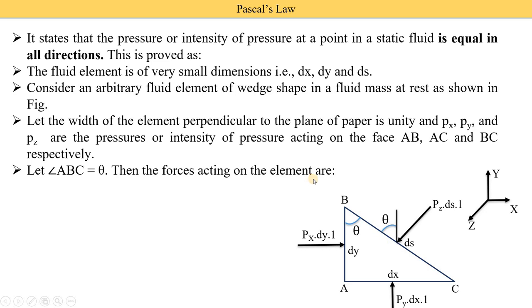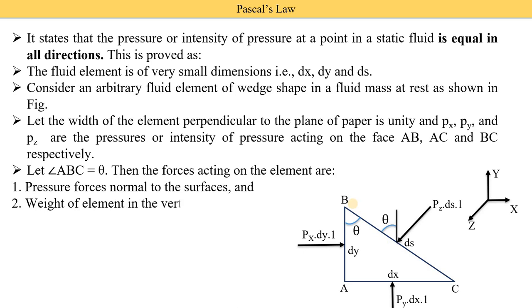Then the forces acting on this element, so we list out certain forces acting on this element. So this is theta, means this Pz is acting at 90 degrees to BC, and when we make this vertical, this angle is theta. So the first force acting on this element is the pressure force normal to the surfaces. Here we have 3 surfaces, so we can find 3 different pressure forces acting on these sides. Second is the weight of the element in the vertical direction. The wedge has a certain weight. So these are the 2 forces acting on this element.